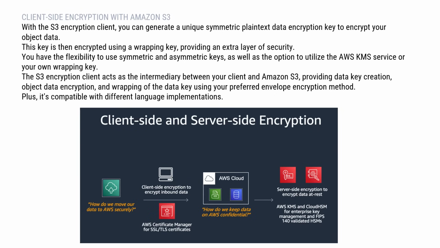If you're looking to enhance the security of your data in transit to Amazon S3, consider client-side encryption. With the S3 encryption client, you can generate a unique symmetric plaintext data encryption key to encrypt your object data. This key is then encrypted using a wrapping key, providing an extra layer of security. You have the flexibility to use symmetric and asymmetric keys as well as the option to utilize the AWS KMS service or your own wrapping key.